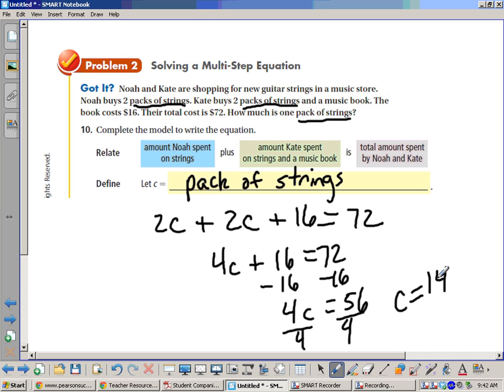So then our answer being 14 is telling us that there are $14 per pack of strings. So that would be the answer to your question. So $14 for the pack of strings. That's per. So that's how you answer the question for that one.